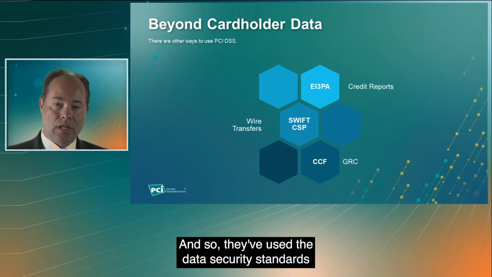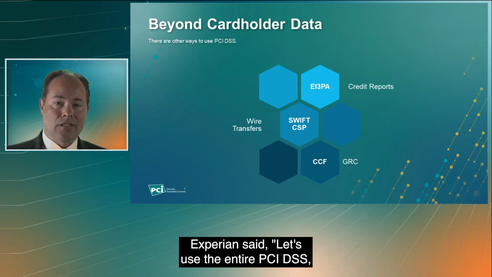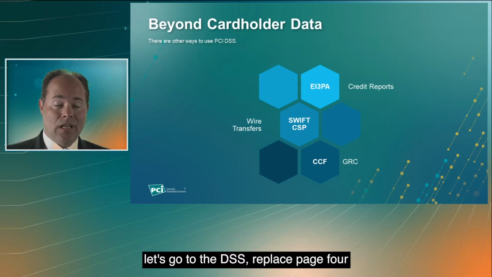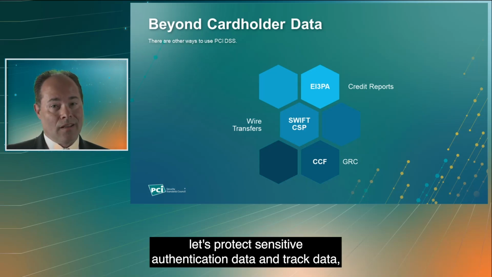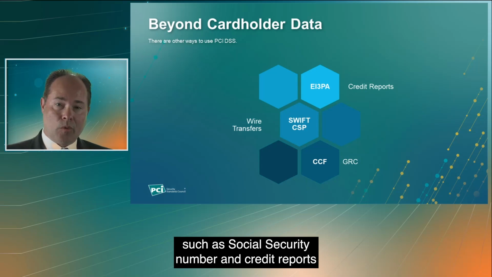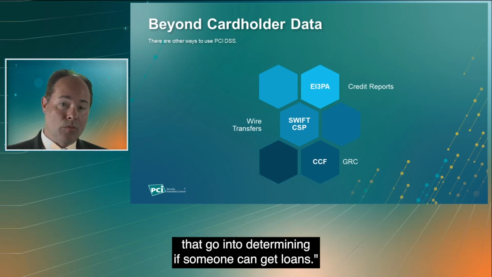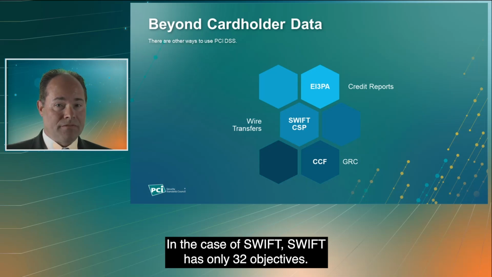And so they've used the data security standards in three different ways. Experian said, let's use the entire PCI DSS. Let's go to the DSS, replace page 4 where it normally says, let's protect cardholder data, let's protect sensitive authentication data and track data, and then let's replace it with credit reporting information such as social security number and credit reports that go into determining if someone can get loans. In the case of SWIFT, SWIFT has only 32 objectives.